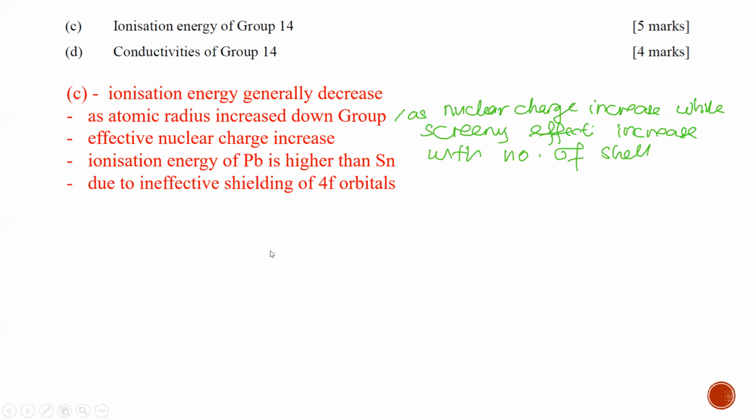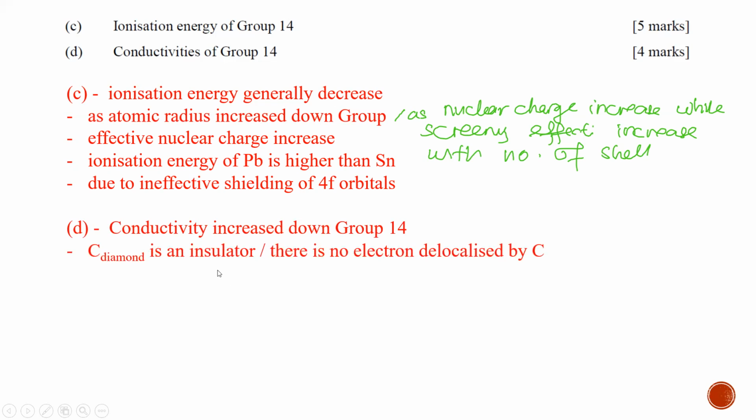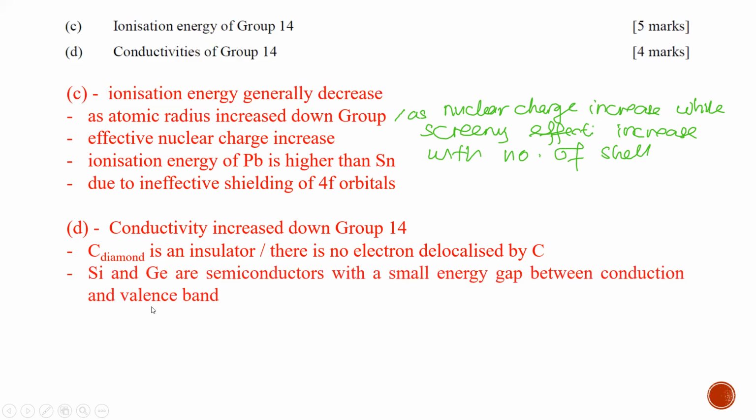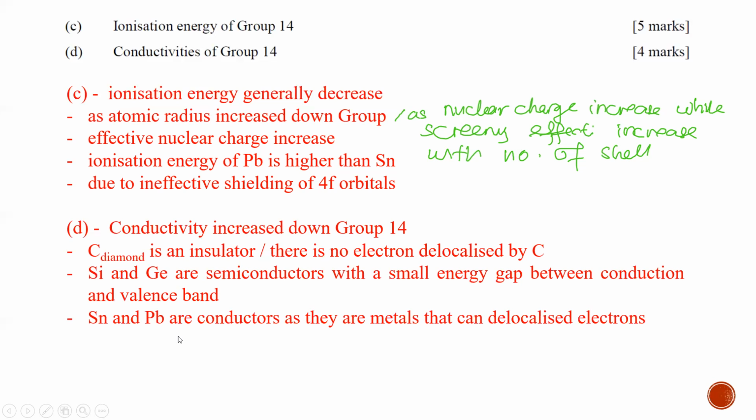And last but not least, in terms of conductivity, conductivity increases when going down group 14. Carbon is the insulator as there is no delocalized electron by the carbon. Silicon and germanium are semiconductors with small energy band gaps between the conduction and valence band. And finally, tin and lead are conductors because they are metals that can delocalize electrons.